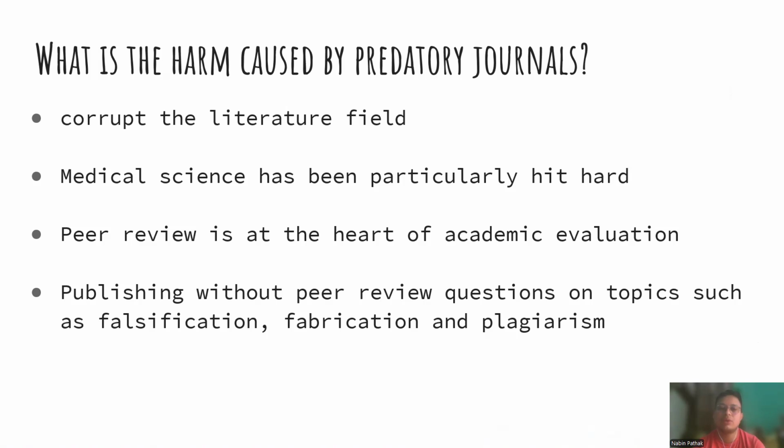And thus, we are talking about how peer review is at the heart of academic evaluation. If there is no such justified peer review, it might degrade the quality of science itself too. And different kinds of predatory journals which promote false academic publishing also do not watch out for any cases of falsification, fabrication, and plagiarism, which might further promote irresponsible conduct of research, right? So we need to understand there is huge harm caused by these predatory journals, and you want to be safe from them.